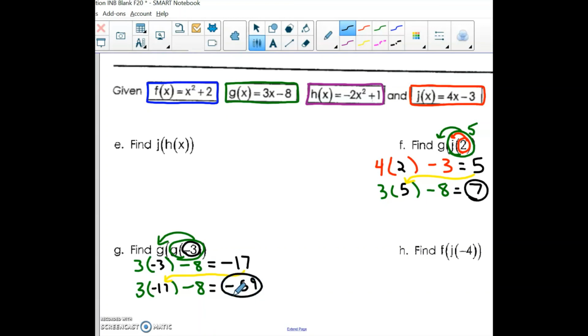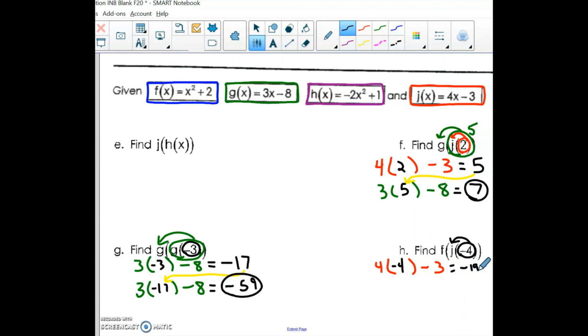Lastly, the H problem takes the negative 4 and plugs it into J. The J function is red. 4 times something minus 3. We take negative 4, plug it in there. 4 times negative 4 is negative 16. Negative 16 take away 3 is negative 19.